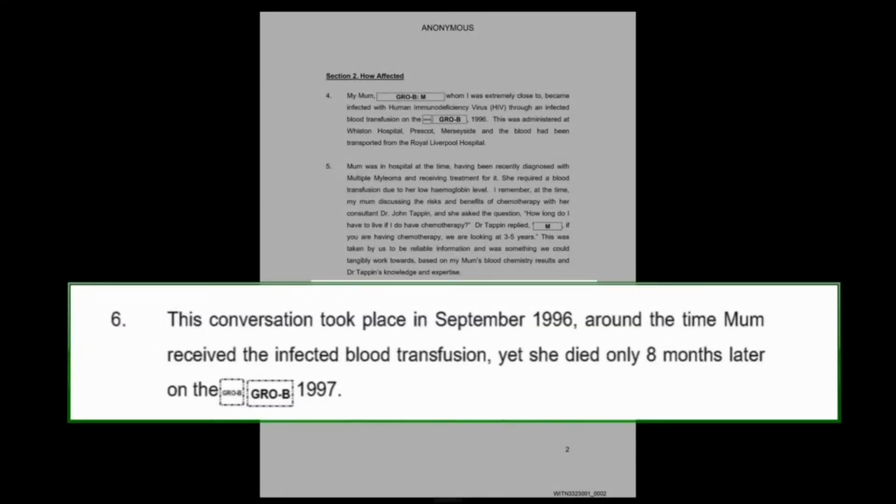This conversation took place in September 1996, at around the time Mum received the infected blood transfusion, yet she died only 8 months later in 1997. Can you look at paragraph 12, please, Sully?